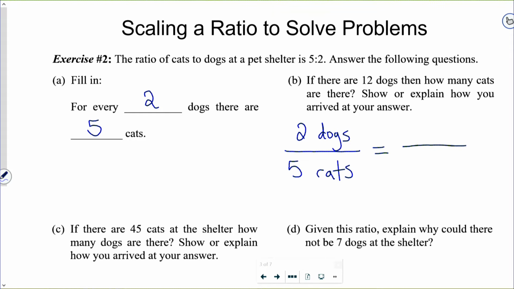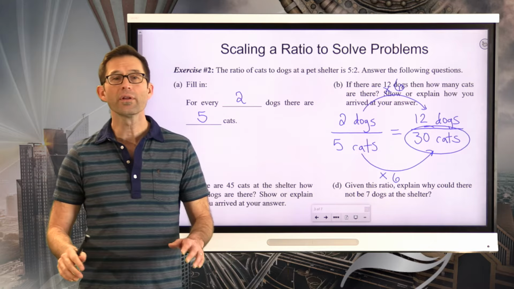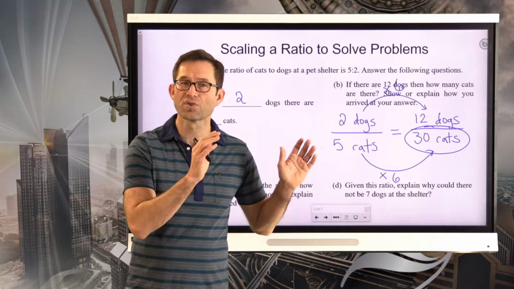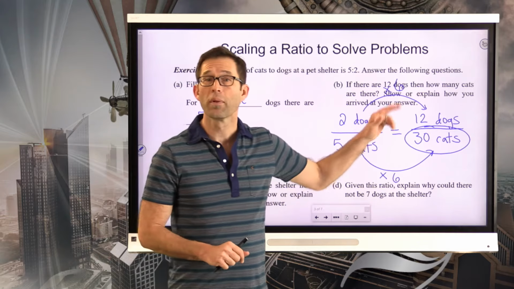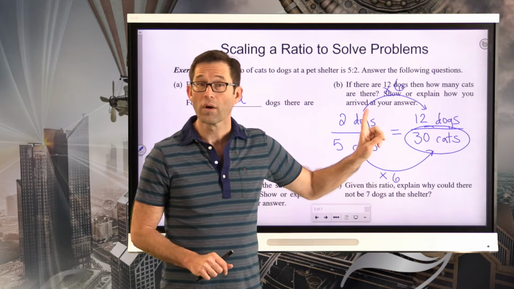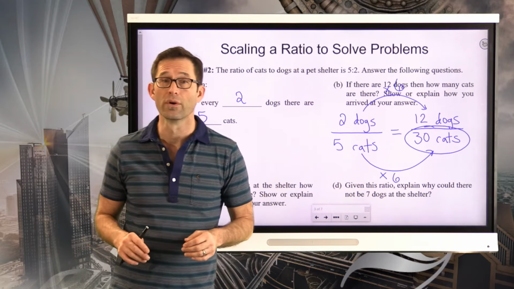And now we know that there are 12 dogs. So to go from 2 to 12, we're going to have to multiply by 6. We need to do the same kind of scaling in the denominator in order to have equivalent fractions. And in that case, what we end up having is 30 cats. Equivalent fractions make this process so easy and so understandable because we've been writing equivalent fractions by multiplying the numerator and denominator, or sometimes simplifying fractions into equivalent fractions by dividing numerator and denominator.